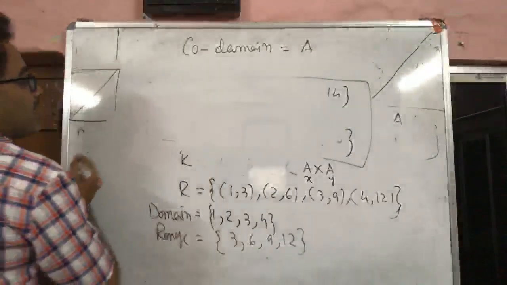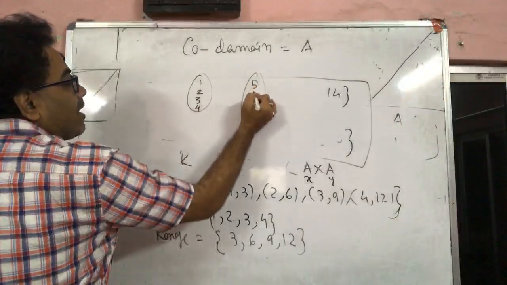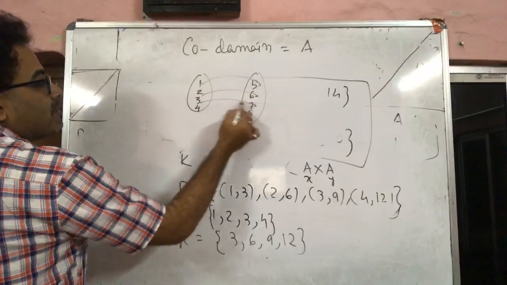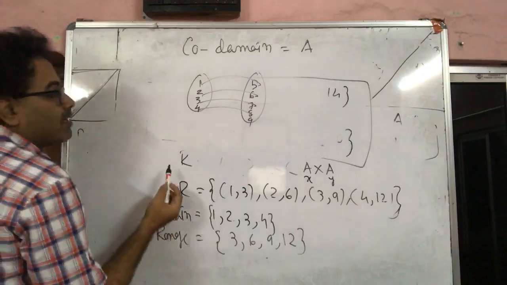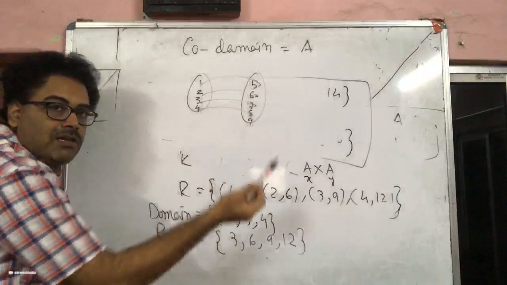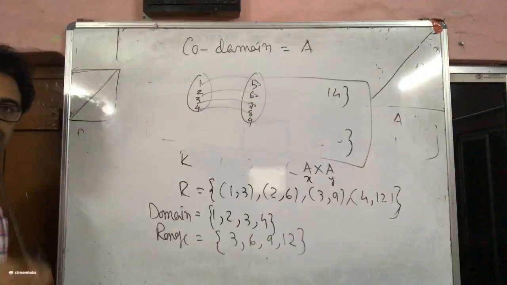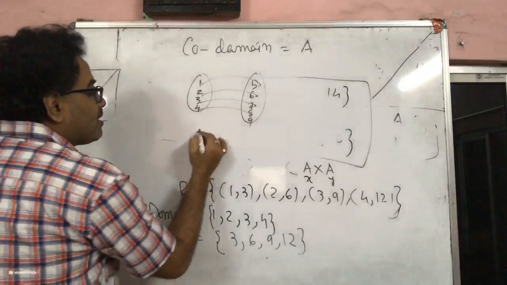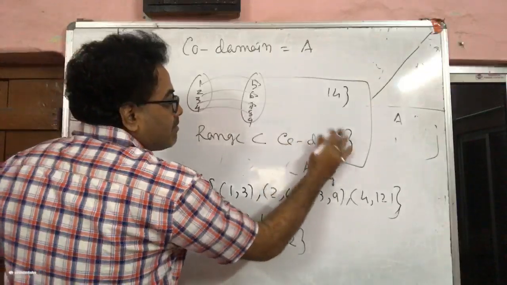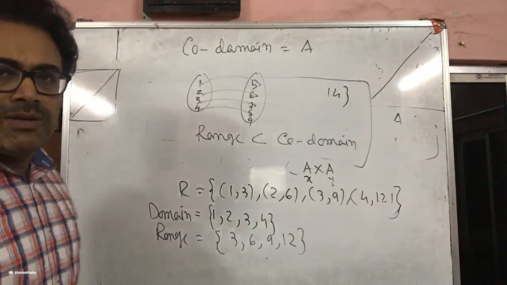Look at one simple example: 1 2 3 4 and 5 6 7 8 9. So the domain is 1 2 3 4, the codomain is 5 6 7 8 9 all, and the range is the set of all images, 5 6 7 8. Clear now? You can write down: range is a subset of codomain. Range and codomain can also be equal.